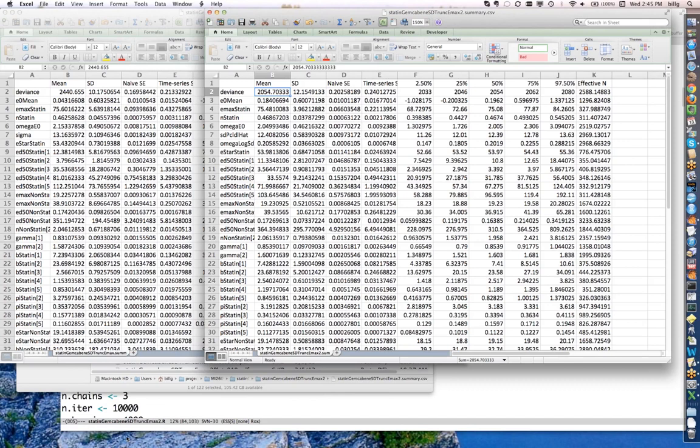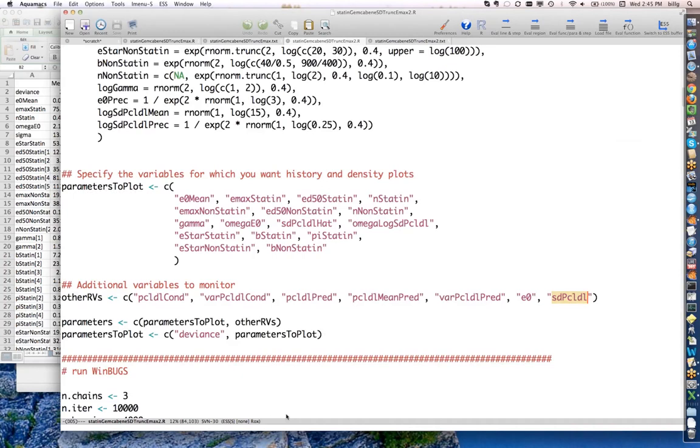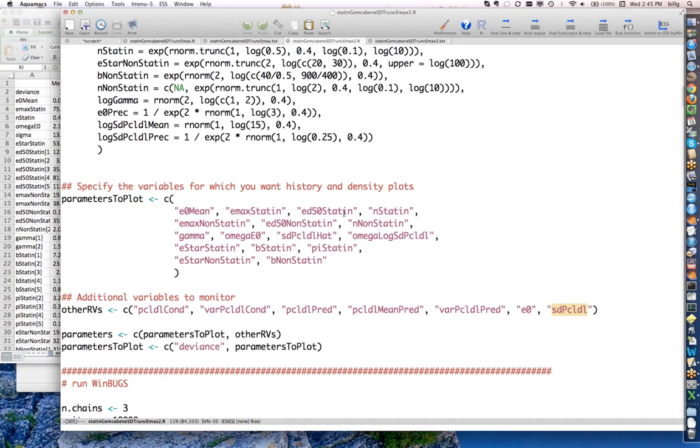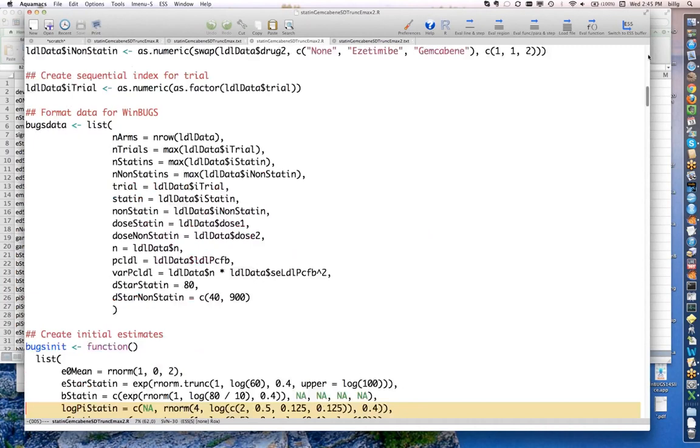One is that sometimes WinBUGS is able to estimate it directly, and if so, that number would be reported in the log file that WinBUGS produces. I actually didn't keep those log files, so we can't do that, but there is another way. In case you've never used it, it's contained in the BugsFit object. So I thought it might be worth showing you how to get to that.